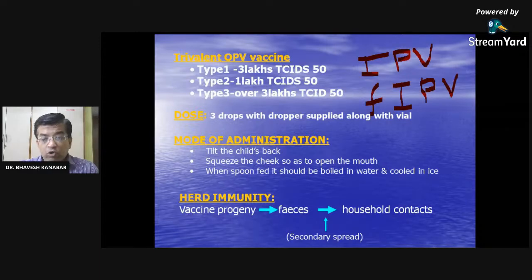OPV 0, 2 drops. Okay, then 6 week, 10 week, 14 week. Very good. Okay, Neil has replied. When is IPV given? IPV, 2 doses at 6 week and 14 week. What is the route of IPV vaccine?